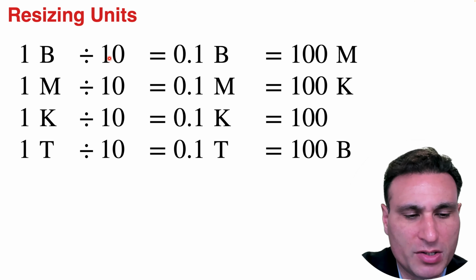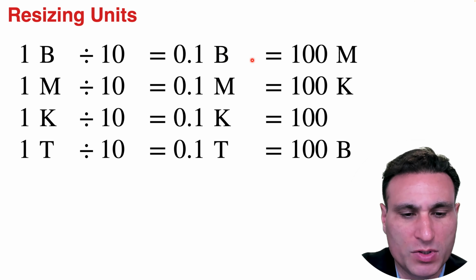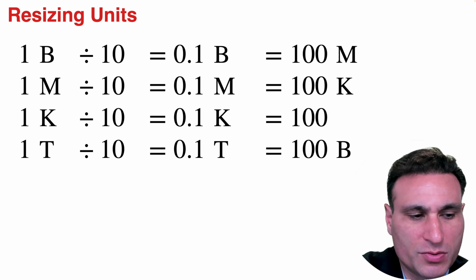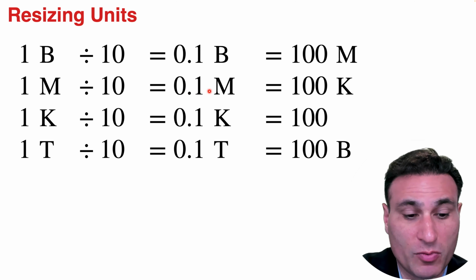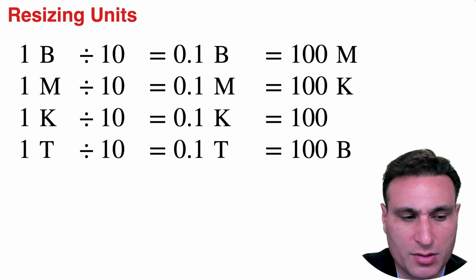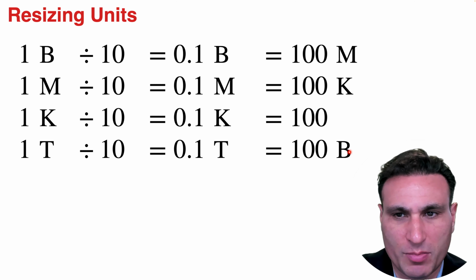1 billion divided by 10 is 0.1 billion, which is 100 million. You'll get this result because 1 billion is 1,000 million. So if you divide 1,000 million by 10, you get 100 million. 1 million divided by 10 is 0.1 million, which is 100,000. 1,000 divided by 10 is 0.1 thousand, which is 100. And 1 trillion divided by 10 is 0.1 trillion, which is 100 billion.